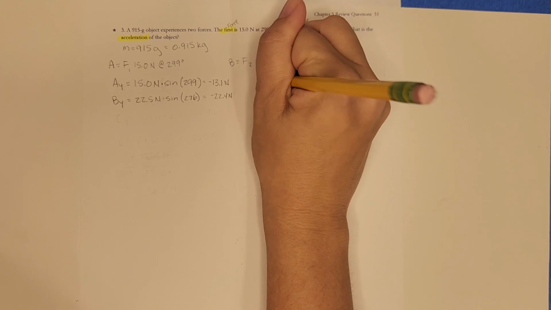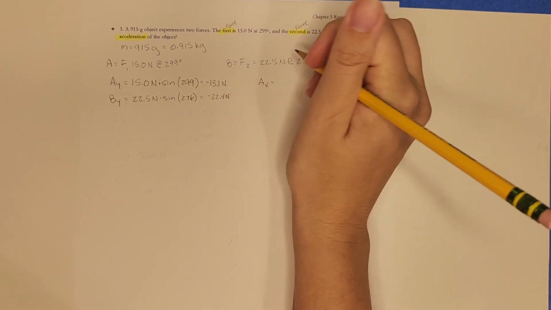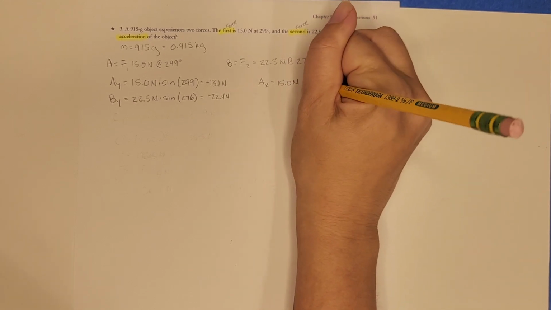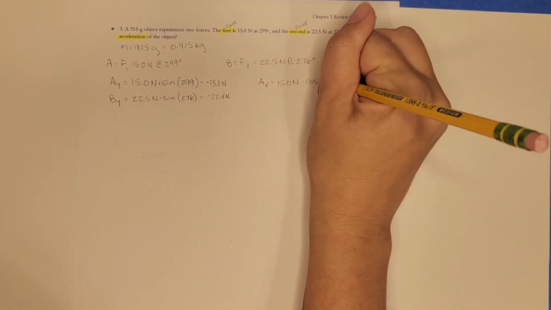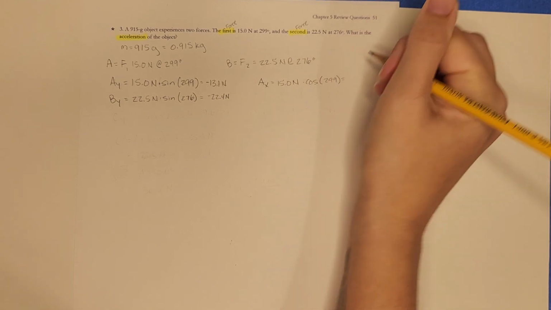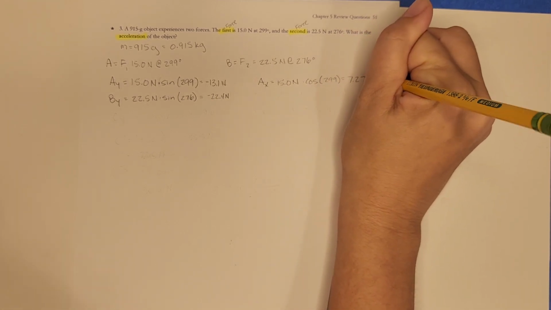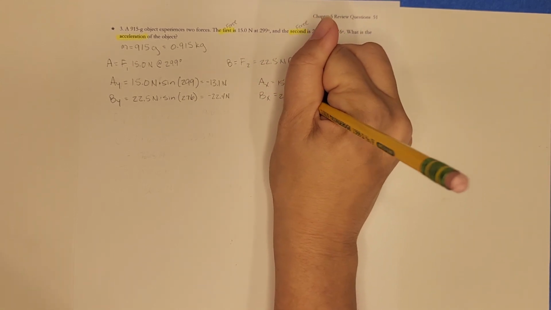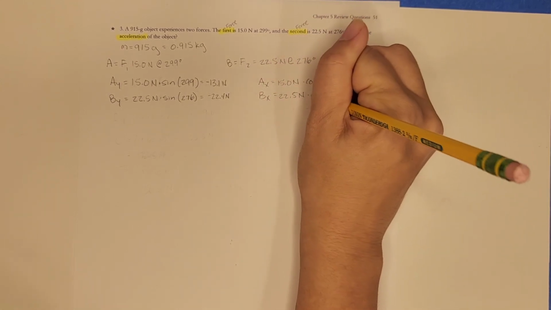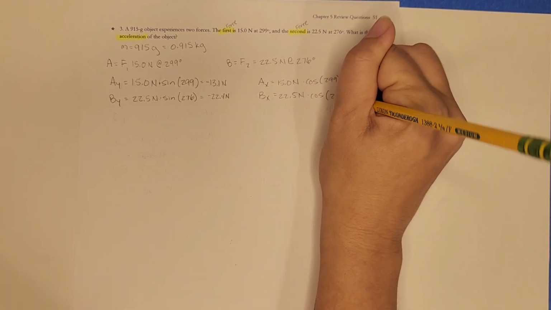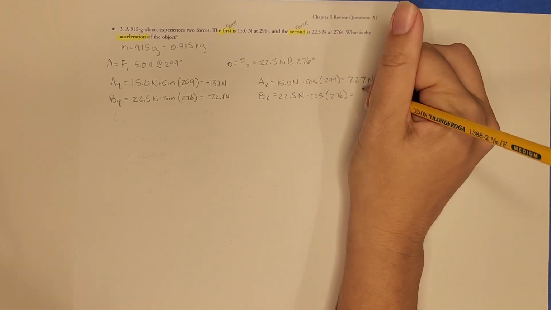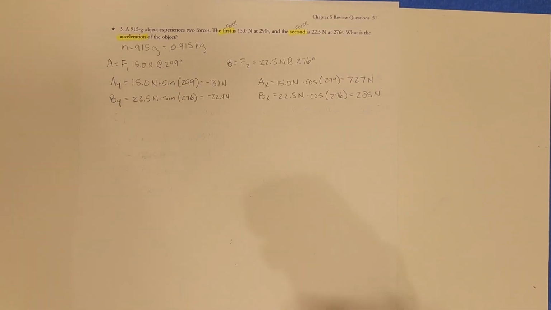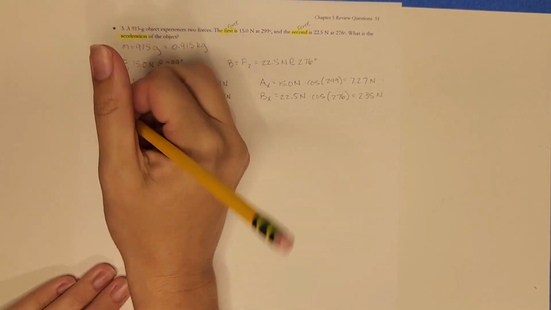For my x values, AX equals 15.0 newtons times the cosine of 299, and I get 7.27 newtons. For my BX, we have 22.5 newtons times the cosine of 276, and we get 2.35 newtons. So now to get the CY and CX values, we'll just add these together.